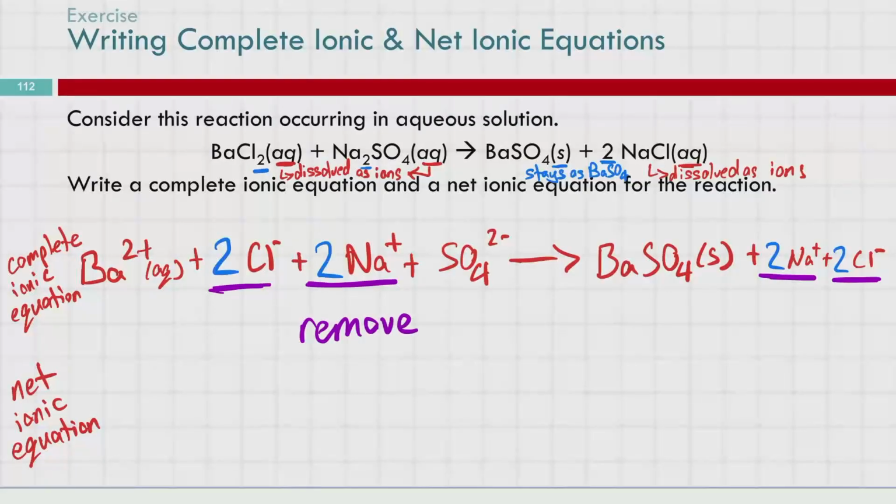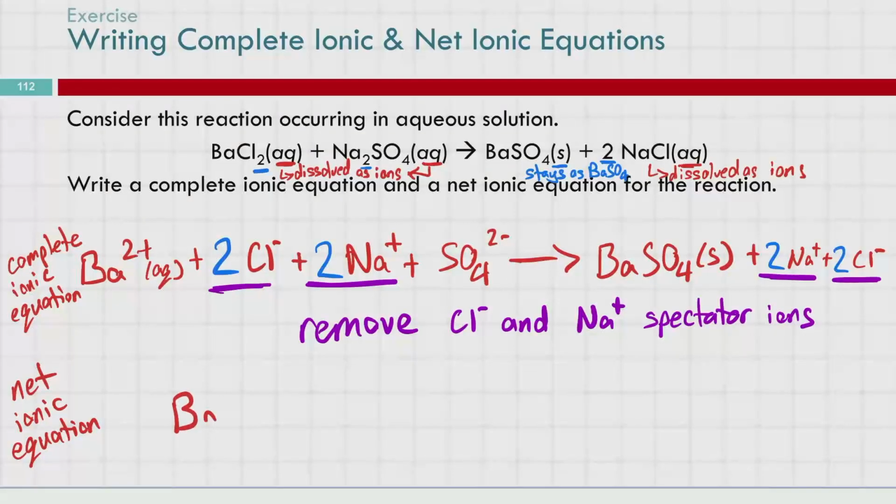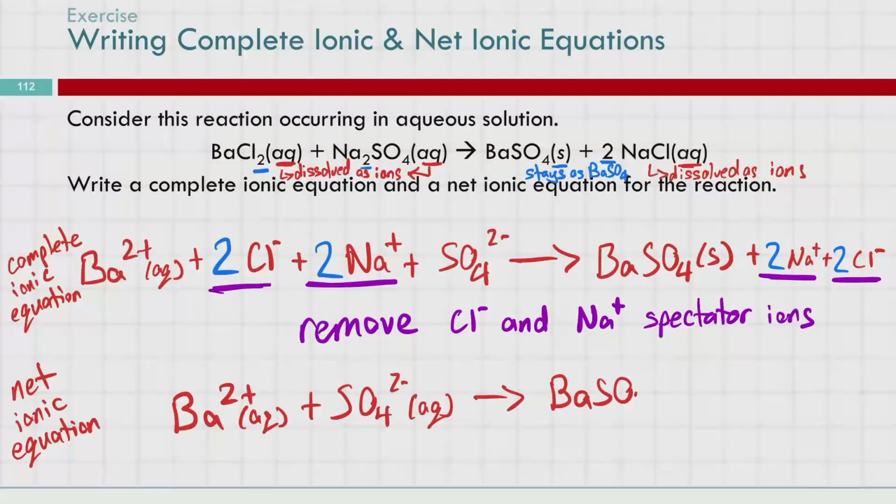So those ones did change. They did participate in the reaction. So we're going to remove the ones that are underlined. That's the Cl minus and the Na plus, because they're spectator ions. So our net ionic equation, Ba2 plus plus SO4 2 minus goes to BaSO4 solid.